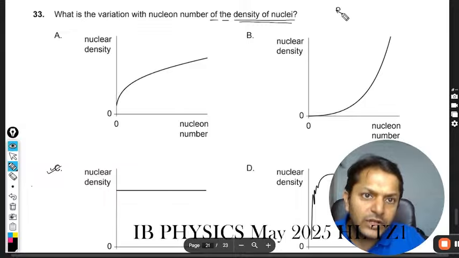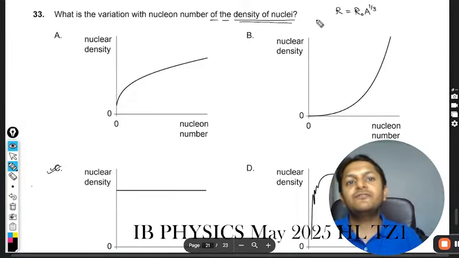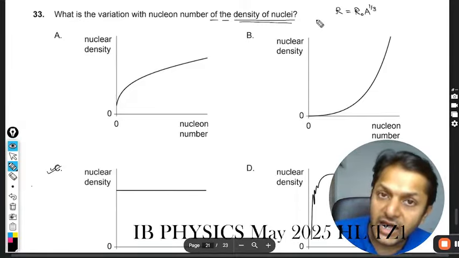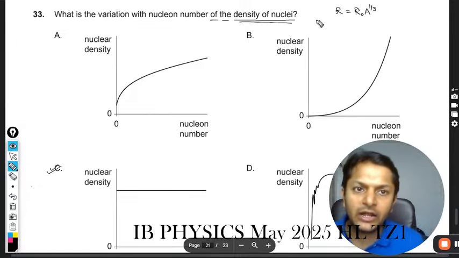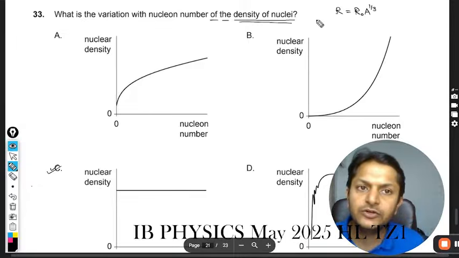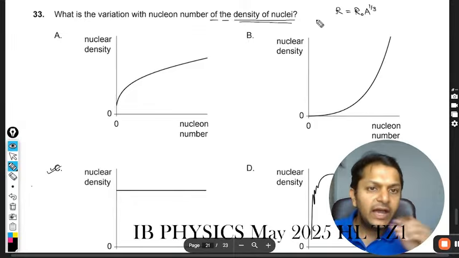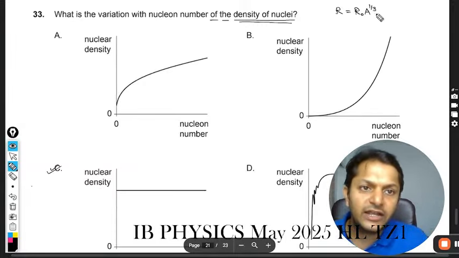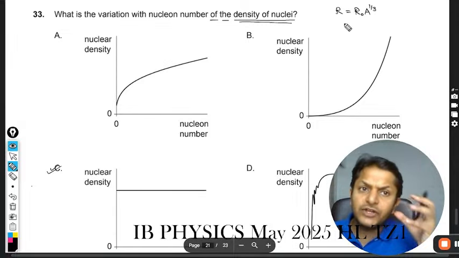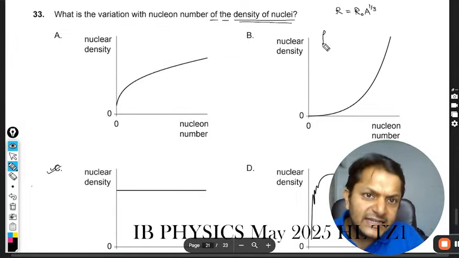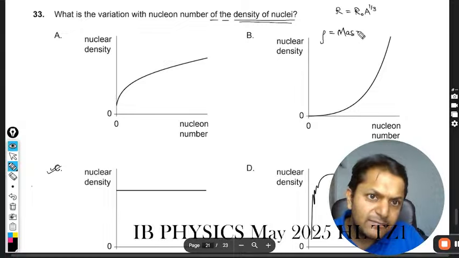So there is a formula which is R is equal to R naught A raised to power 1 by 3. This we have done in the topic E3, and everything is uploaded on the YouTube channel. By the way, you become the member, you watch the videos on the topic E3, and you already have this knowledge there. So R is equal to R naught A raised to power 1 by 3. From there, we want to find the density of the nucleus. Now, density is written as the mass divided by volume.